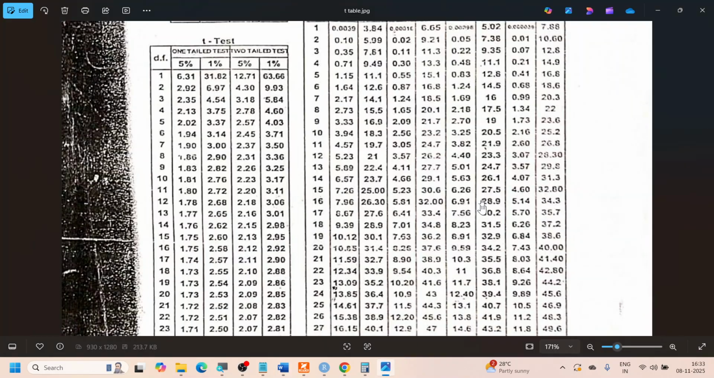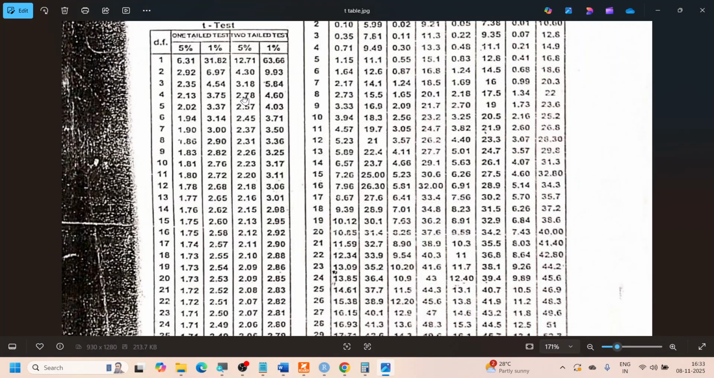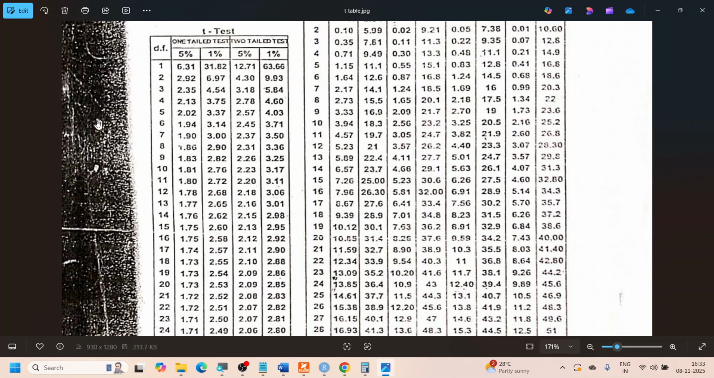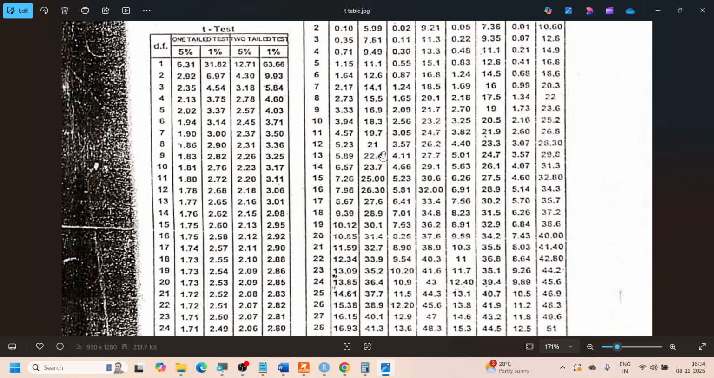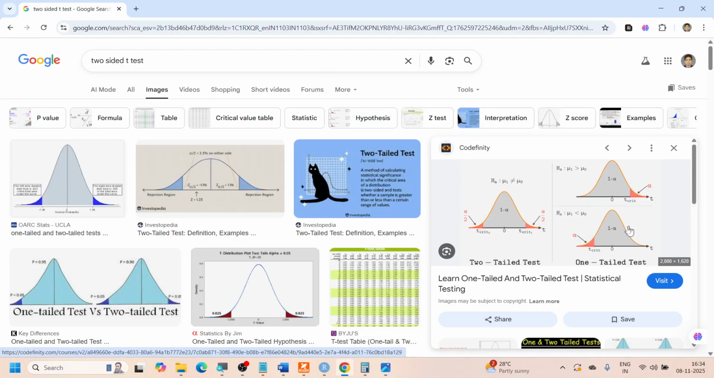The university has given you this t-table. I'm going to use the same one, even though it is a Xerox copy and you see a lot of things on it. Your college will give you a different, colorful one, but the neat values will be provided to you. So let us go here, and we were talking about 5% significance. You notice that there are two values here: one is one-tailed and the other is two-tailed.